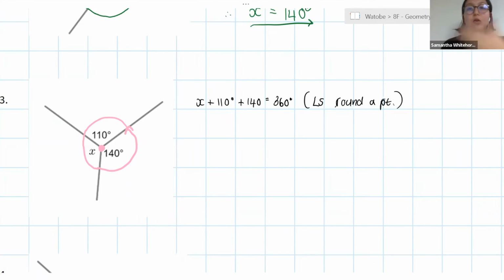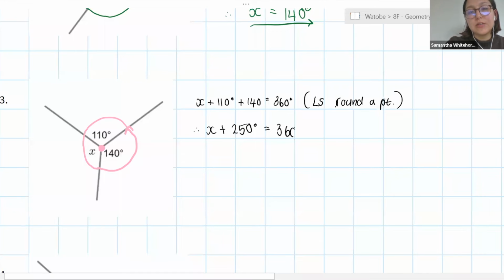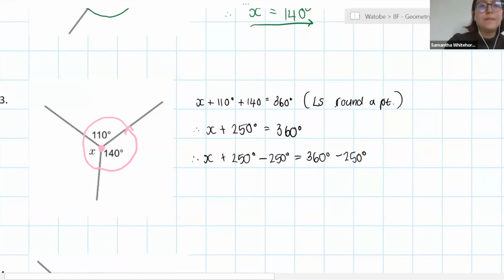Now we do a very similar thing to what we did in question 2. If you want to, you can add the 110 and the 140 just to make your life a little bit easier. If I do that, I've got X plus 250 equals 360 degrees. Now I need to solve my equation, so I need to subtract 250 on both sides. So X plus 250 minus 250 is equal to 360 minus 250. Now, guys, you do not have to show this minus 250 on both sides. All it is is the inverse operation to solve for X. So if we now say 360 minus 250, I get 110 degrees.